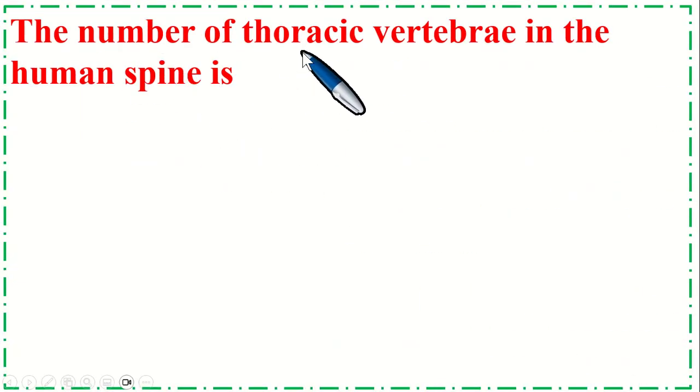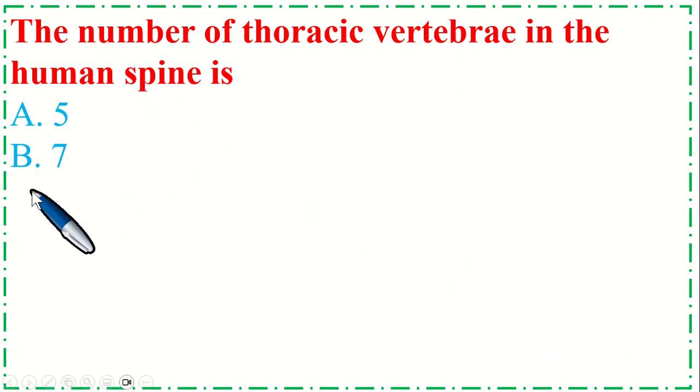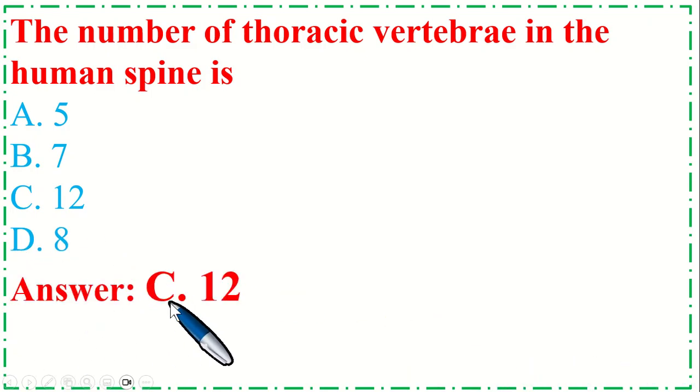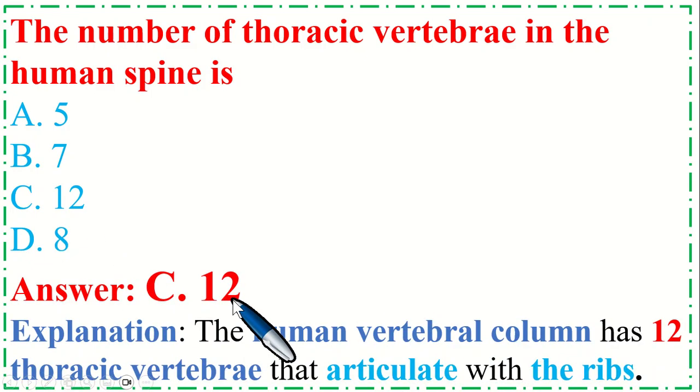The number of thoracic vertebrae in the human spine is option A, 5, B, 7, C, 12, and option D, 8. So the correct option is C, 12. Explanation: the human vertebral column has 12 thoracic vertebrae that articulate with the ribs.